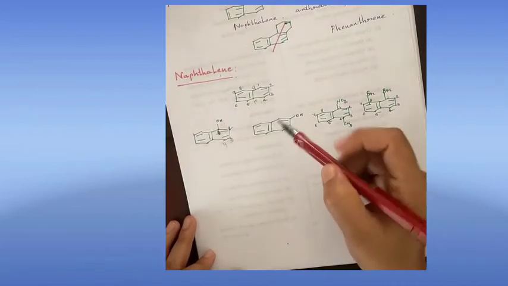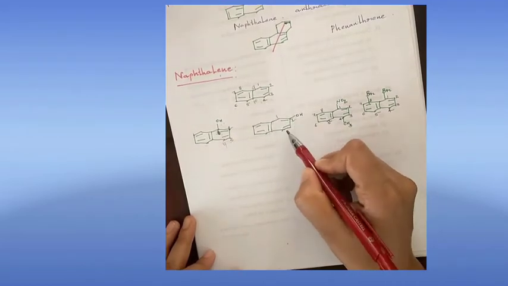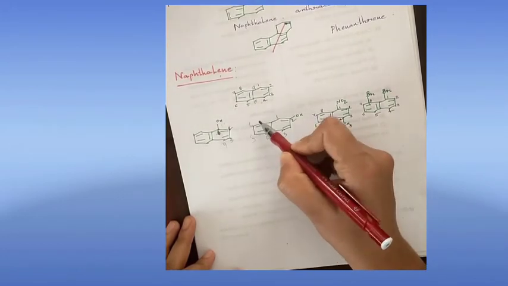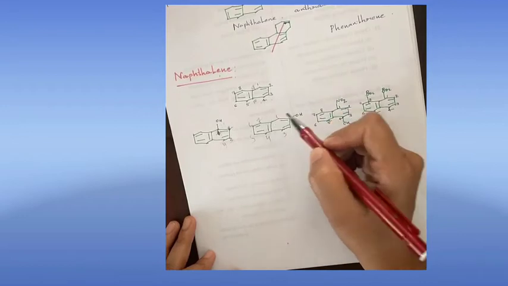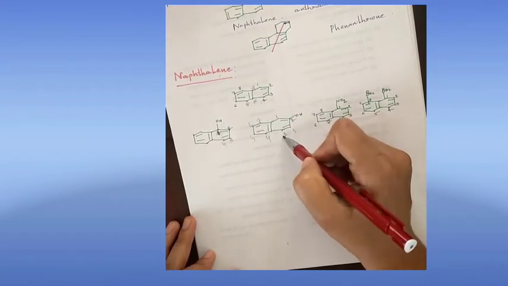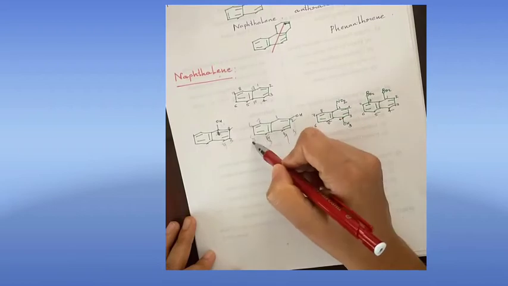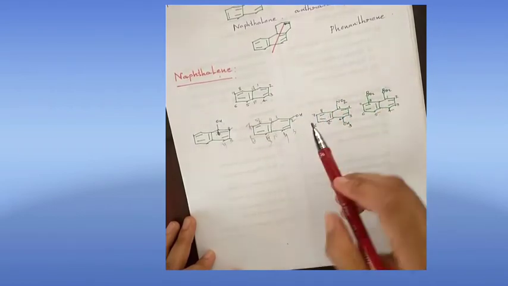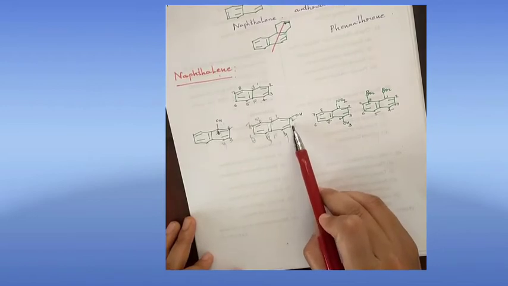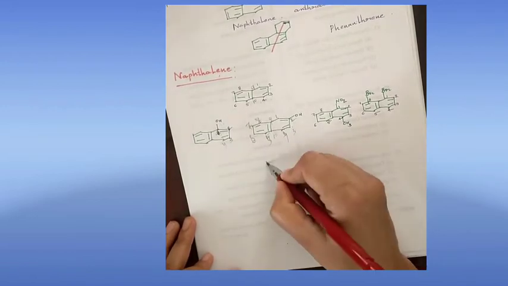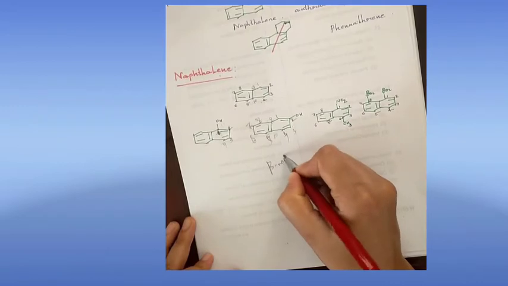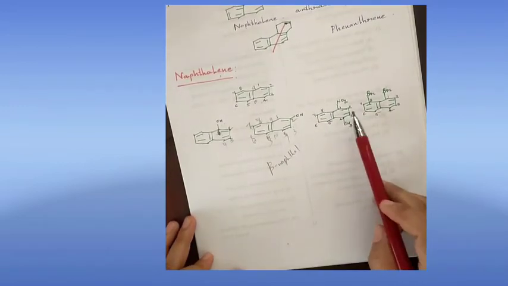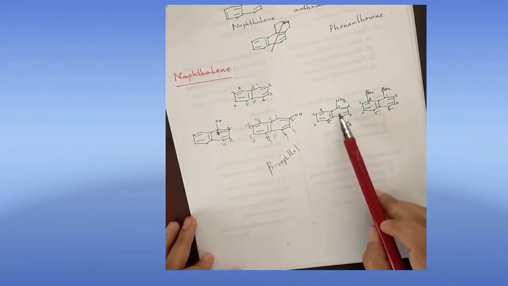Next, second one. 1, 2, this is 3, 4, 5, 6, 7, 8, 9, 10. Again the name of this compound is 2-naphthol or beta naphthol. Next example, again numbering starts in the same direction. So what's the name of this compound?